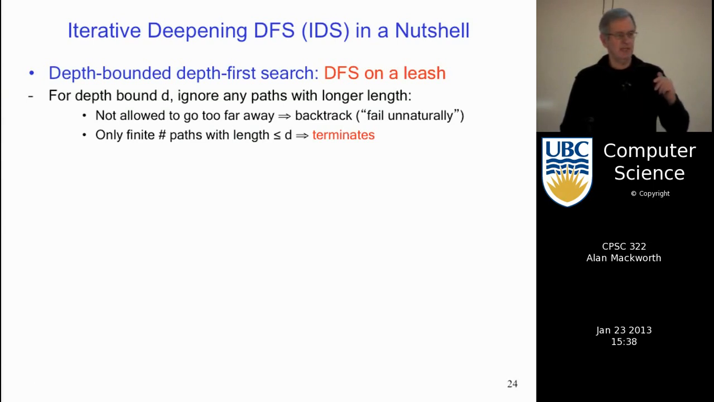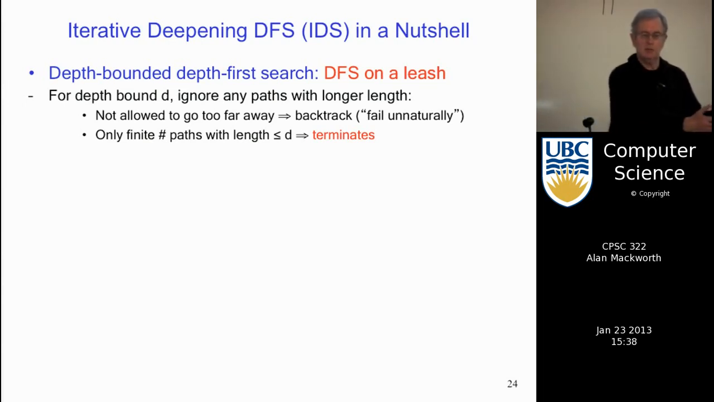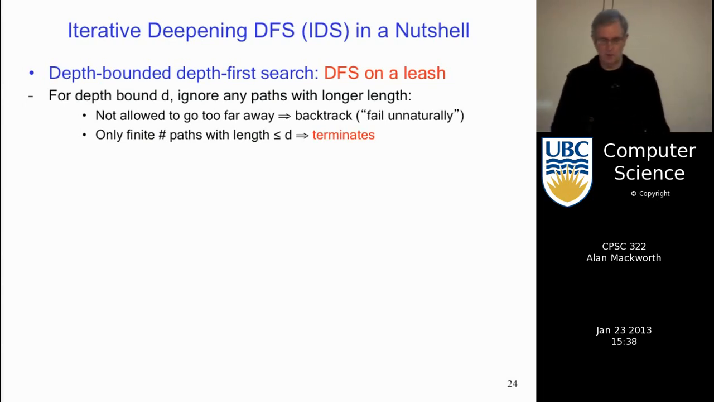Failing naturally would be getting to the leaves of the tree, finding that they're not goals, and then backing up and exploring other paths. That's a natural fail. An unnatural fail is just hitting the depth bound. There are indeed leaves or nodes beyond there, but you don't want to go there yet. You'll go there in later iterations. And the key point is there's only a finite number of paths with length less than or equal to d, so it always terminates.